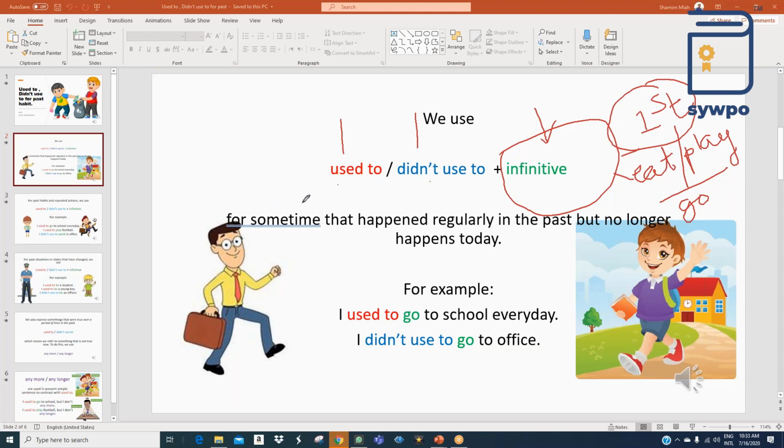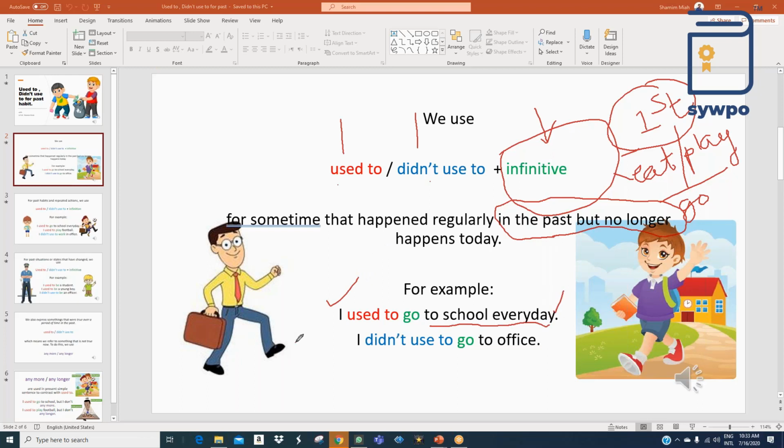And what do we do for something that happened regularly in the past but no longer? So we are talking about actions that used to happen in the past, but now it doesn't happen anymore. Okay, today the situation is different. For example, if you see here, I used to go to school every day. If I talk about myself, I used to go to school every day when I was a child, and I'm not a child anymore. See, I've grown and now I'm a man.